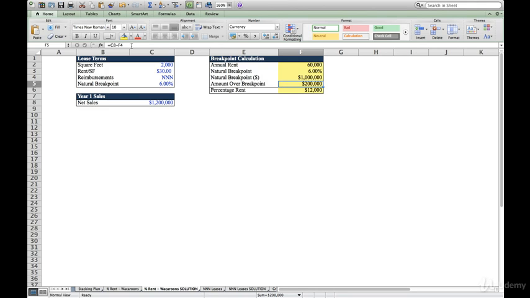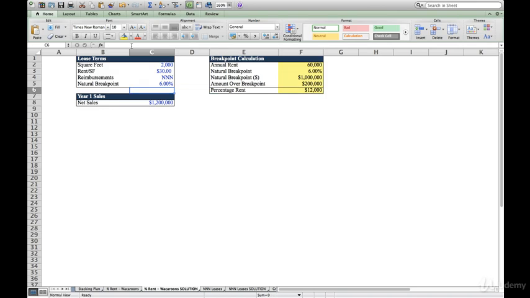At $1.2 million of sales, 1.2 million minus $1 million, the amount over the break point is $200,000. Then the percentage rent is calculated as 6% times the amount over the natural break point. So you have 6% times 200,000, and your percentage rent payment should be $12,000. That means that on top of their base rent and any reimbursements, that tenant, Wacaroons, is also going to pay $12,000 in percentage rent.